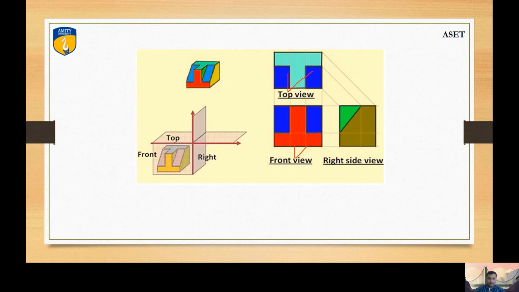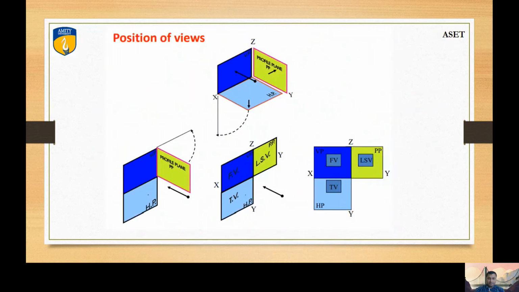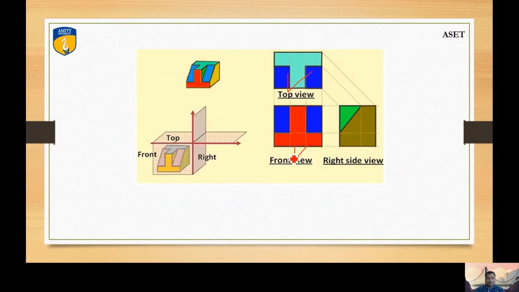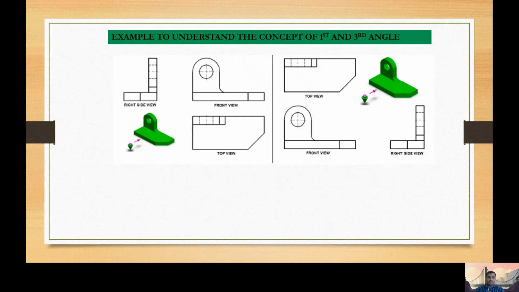Again I'm showing you the part: the front view is above, the top view is below, and the left side view will be on the right side. You have to concentrate on the first angle because we are going to use this, but you must know the third angle is the reverse of the first angle. The front view will be below, the top view will be above, and the right side view will be on the right of the front view. Okay, fine.